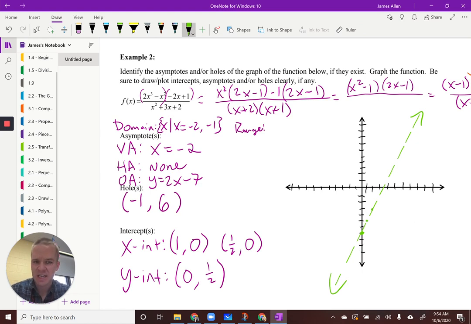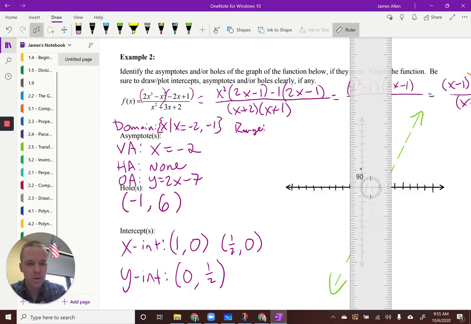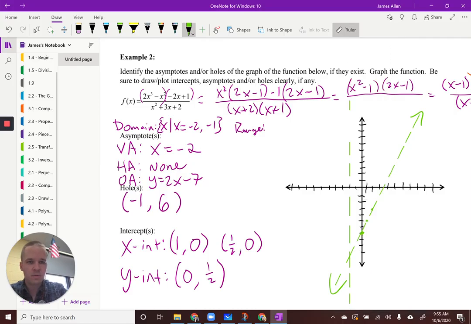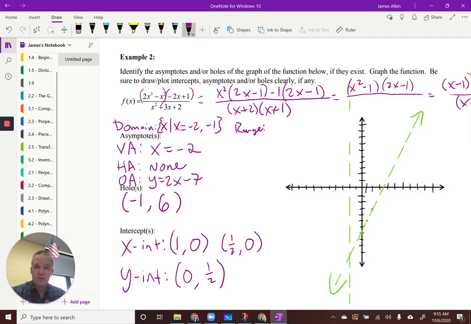Cool, awesome, fantastic. Let's see here. How about my vertical asymptote? It's at x equals -2. So I'm just going to pop that ruler back out, throw a 90 on that so it's vertical. Boom, I like it. Lovely. I'm going to go back to my purple marker for the rest of the graph.